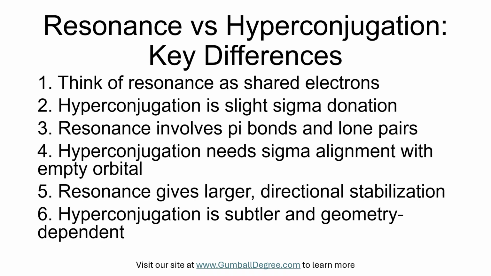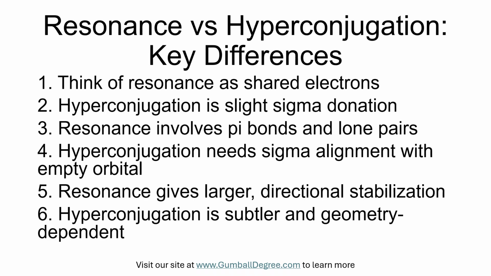Resonance usually involves pi bonds and lone pairs forming continuous overlapping p orbitals, which can create structures called resonance contributors that we combine into a single resonance hybrid. Hyperconjugation does not require p orbital overlap across many atoms.